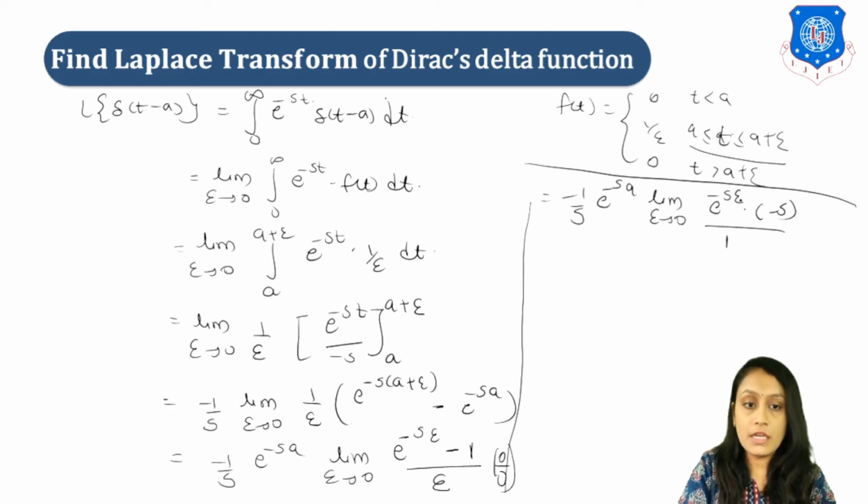Now we can substitute the limit. So e raised to 0 will give you 1. This s will get cancelled, and this minus minus will become plus. So final answer is e raised to minus s a. So the Laplace transform of Dirac delta function is e raised to minus s a.